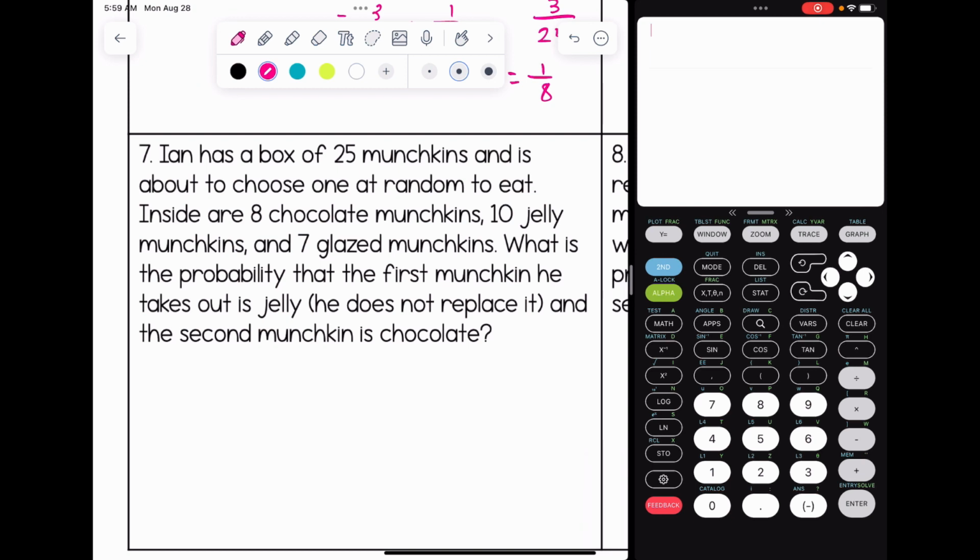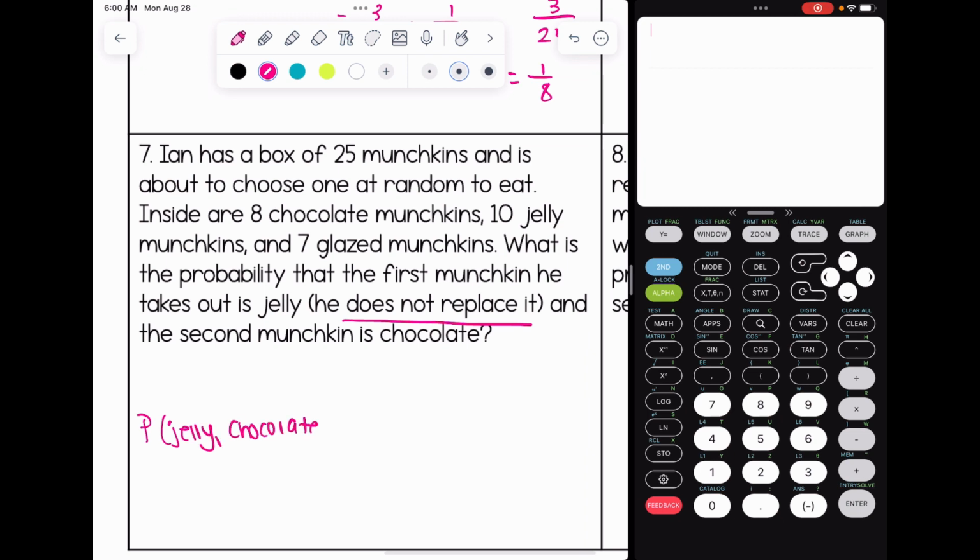Number 7, Ian has a box of 25 munchkins and is about to choose one at random to eat. There are 8 chocolate munchkins, 10 jelly, and 7 glazed. What's the probability that the first munchkin he takes out is jelly? He doesn't replace it. Remember, that's key. And the second munchkin is chocolate. Okay, so we want probability of getting jelly and then chocolate.